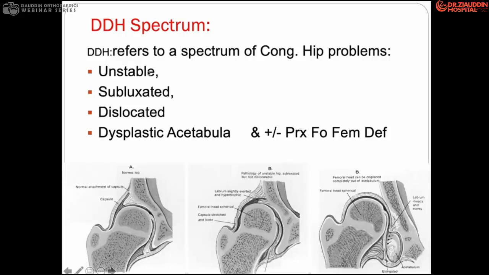Therefore, there are 4 areas: unstable hip, subluxated hip, dislocated hip, and dysplastic acetabulum, which is usually seen in adults nowadays. One of the students, of 22 years of age, came with a dysplastic hip; she was not knowing about this acetabular dysplasia. And the latest addition is focal femoral deficiency type 1 and 2, which has also been included in the DDH spectrum.